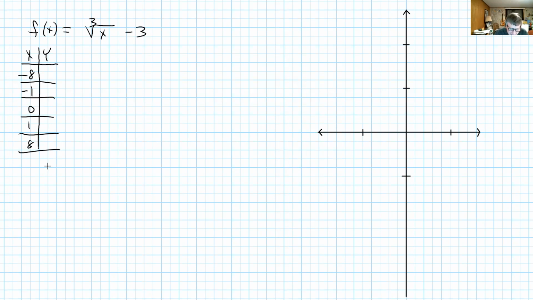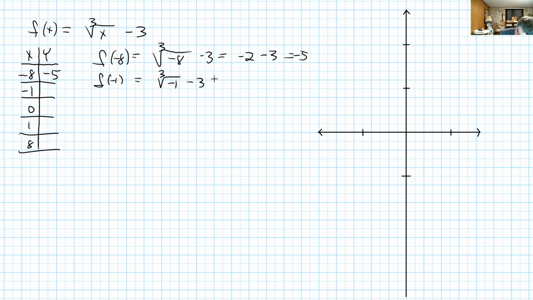Notice that the x values that the author chose are all cubes. Since we're taking a cube root, the cube root of a cube will be nice. So f of negative 8 is the cube root of negative 8 minus 3, which is negative 2 minus 3, or negative 5. Are we okay with that? Yes. Okay. f of negative 1 is the cube root of negative 1 minus 3. The cube root of negative 1 is negative 1, and negative 1 minus 3 is negative 4.